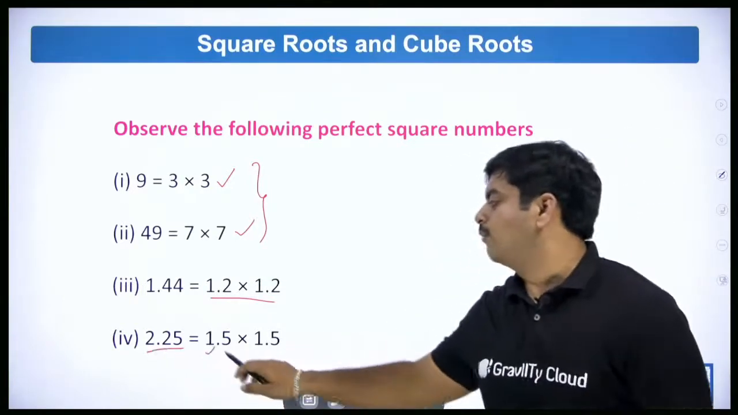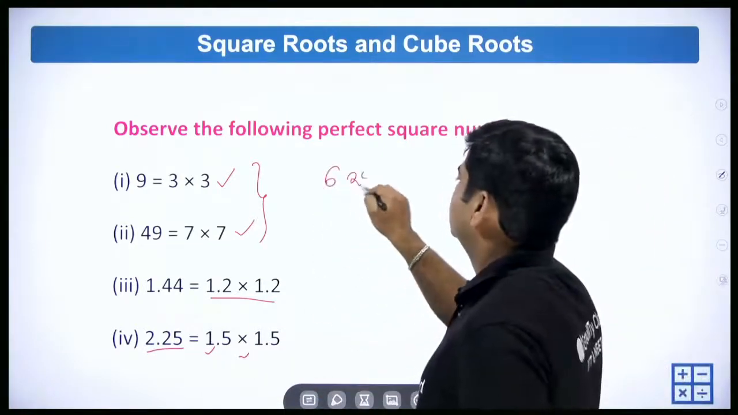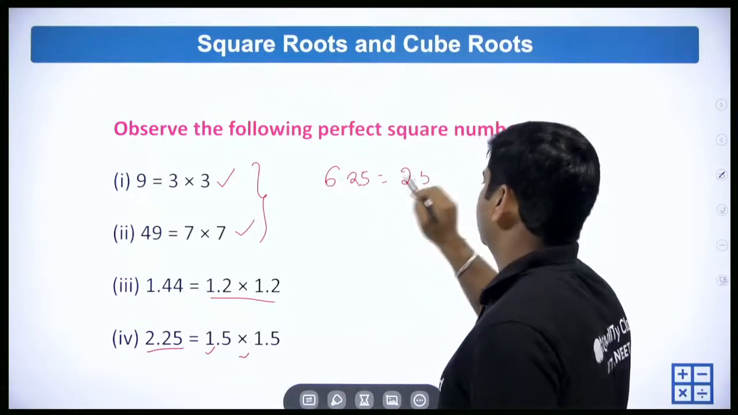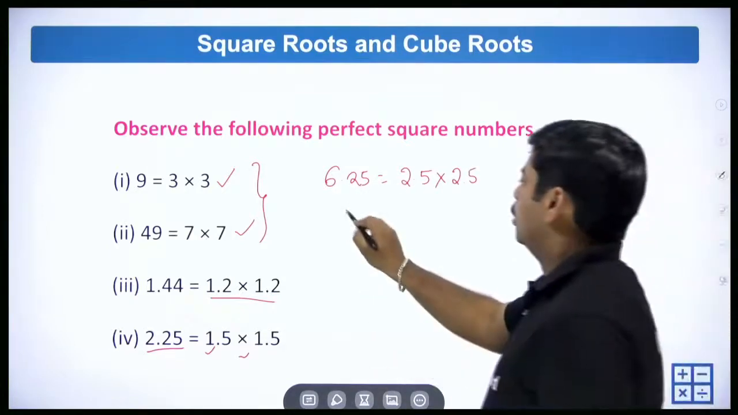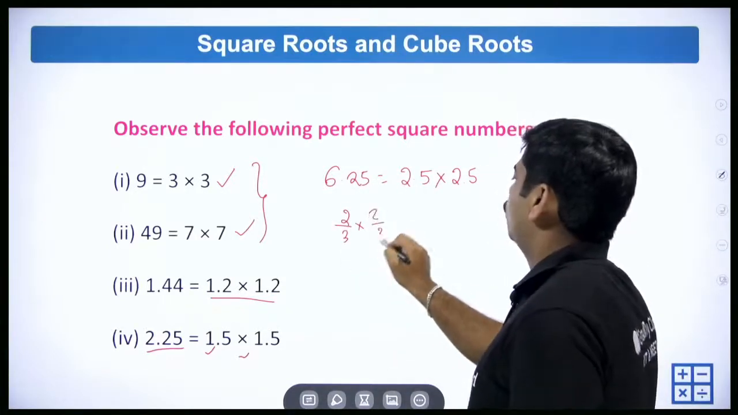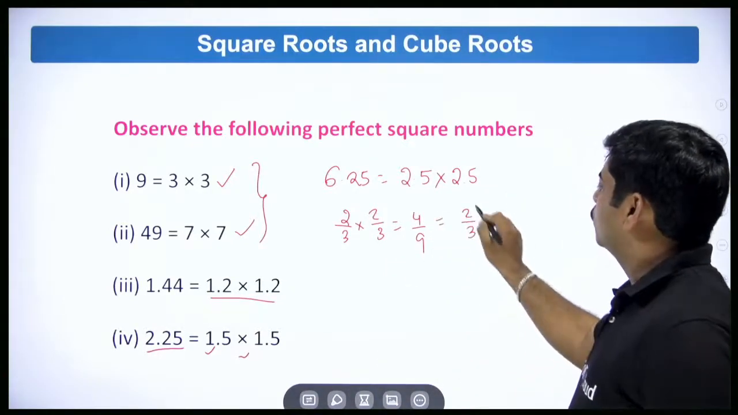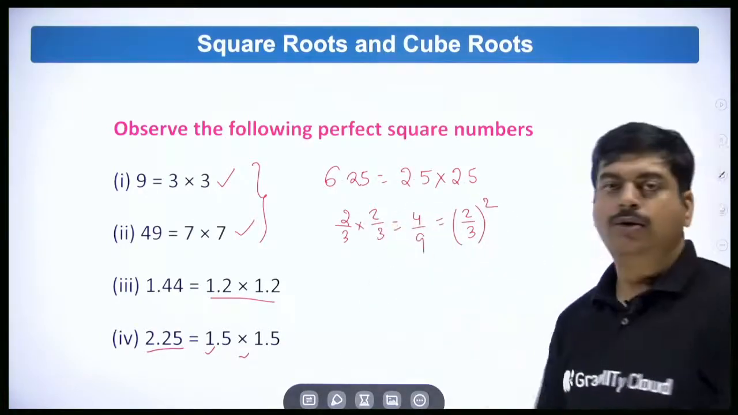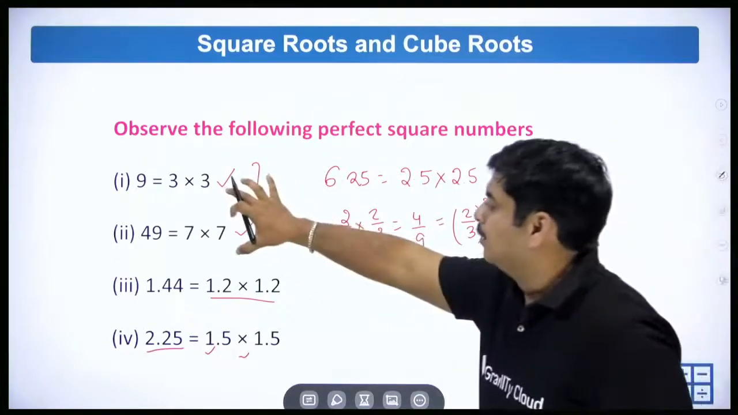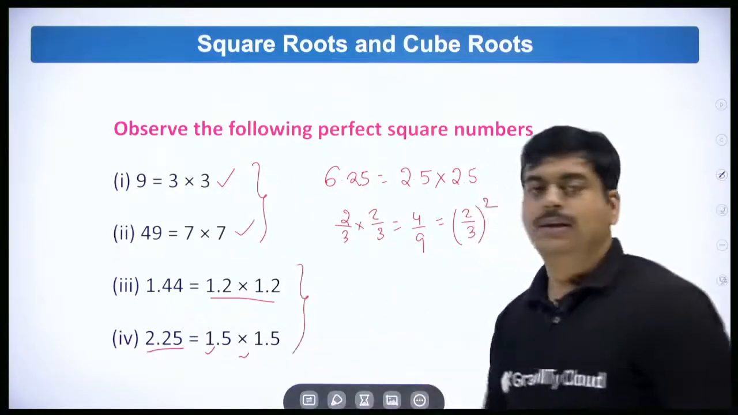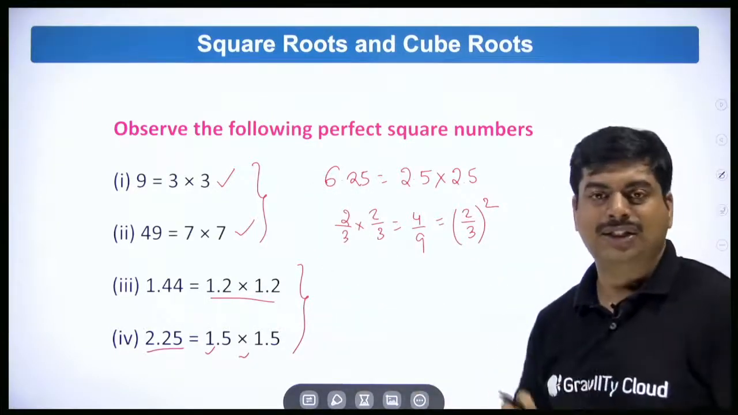2.25 can be written as 1.5 into 1.5, right? 6.25 can be written as 2.5 into 2.5. That is 6.25. 2 by 3 into 2 by 3 will get it as 4 by 9. 4 by 9, which we can write as 2 by 3 whole square. 2 times we are multiplying, so it is a whole square. So all these we are going to discuss, about the difference between the first, second, and the difference between the third and fourth. There is a small difference. What is that? The first two are perfect integers, but not the next two.